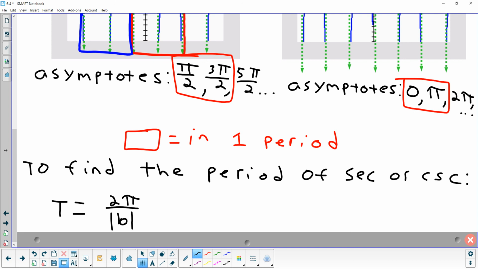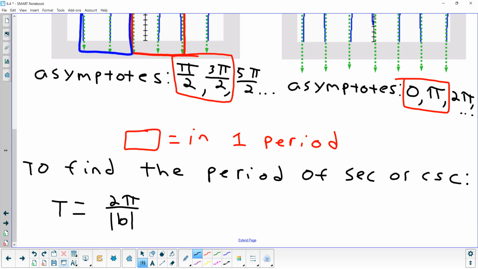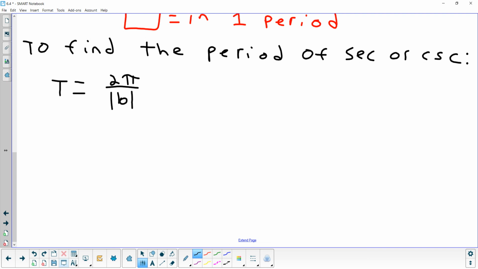I put absolute value around b because technically b could be a negative number. When we studied sine and cosine, it never was, but it could be. And if it is, you want to ignore it because the length of a period can never be negative. Period length is always a positive number because it's length. You can't measure something and have negative length.